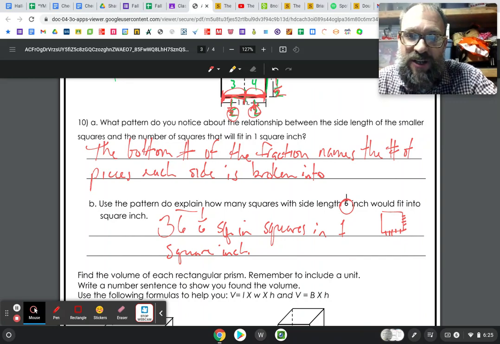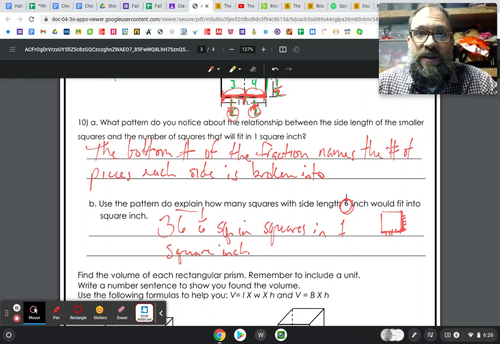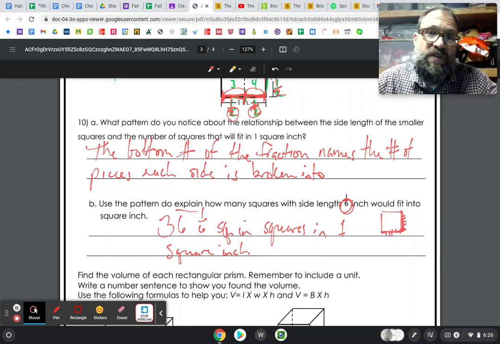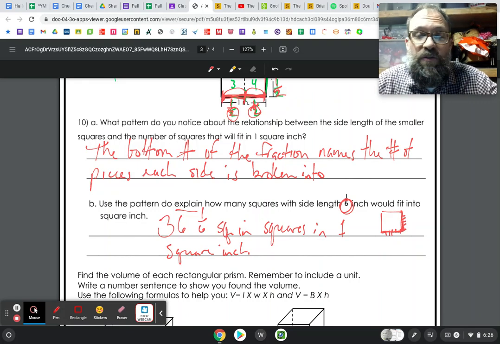The bottom number of the fraction tells you how many pieces each side of the square is broken into. And that tells you the size of the array or the size of the grid, a 6x6 grid for a 1/6 square inch square. If it was 1/5 of an inch, it would be a 5x5 array. If it was 1/4 of an inch, a 4x4 array.